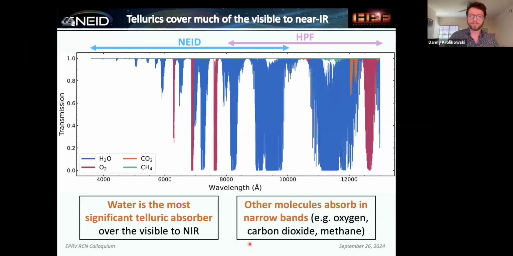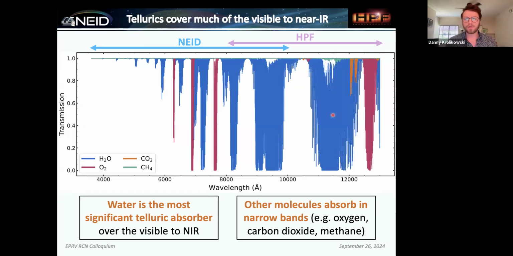You can see these extremely saturated bands, but there are, of course, other molecules absorbing as well, some oxygen bands in the visible, and then into the near infrared, you start getting other molecules such as methane here in teal and carbon dioxide in orange.